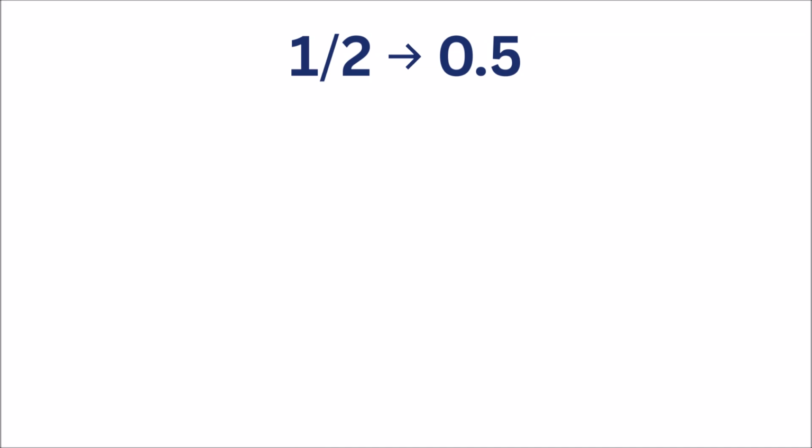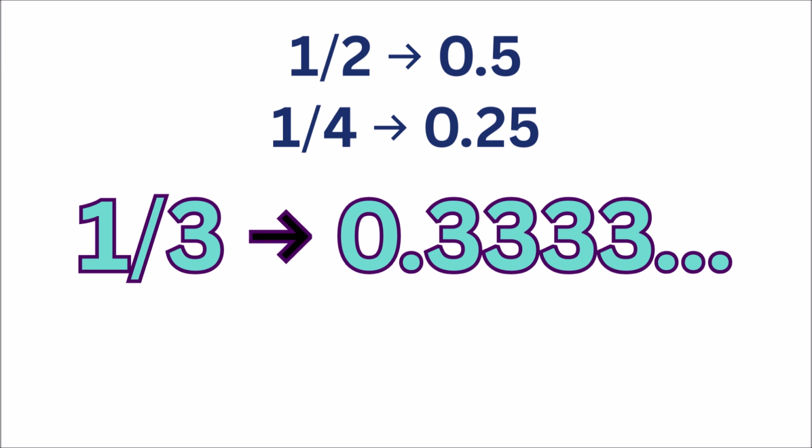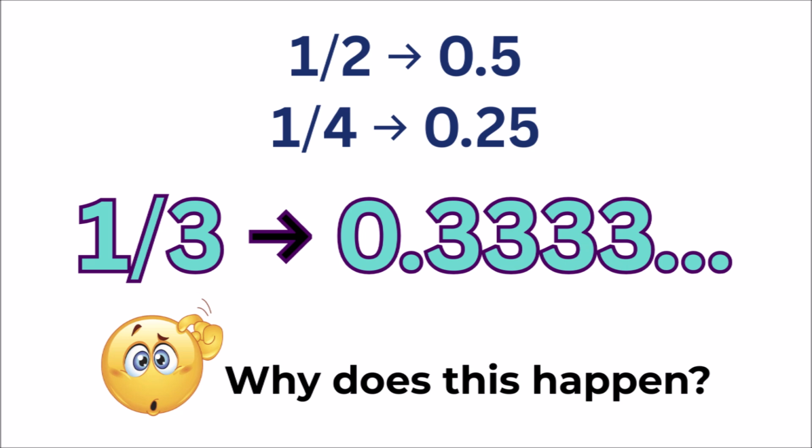Let's look at this. 1/2 becomes 0.5, nice and clean. 1/4 becomes 0.25, also clean. But then suddenly, 1/3 becomes 0.33333, forever? Why does this happen? Why do some fractions become simple decimals, and others never seem to end?